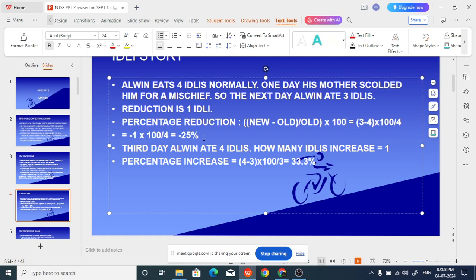That minus is because it is a reduction. So that is why minus. If it is an increase, you will get plus. Because it is a reduction, a decrease, it is minus 25%.